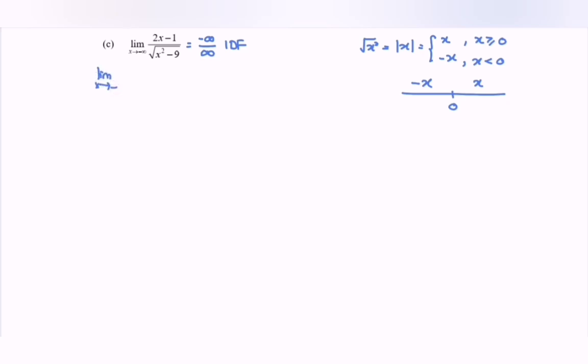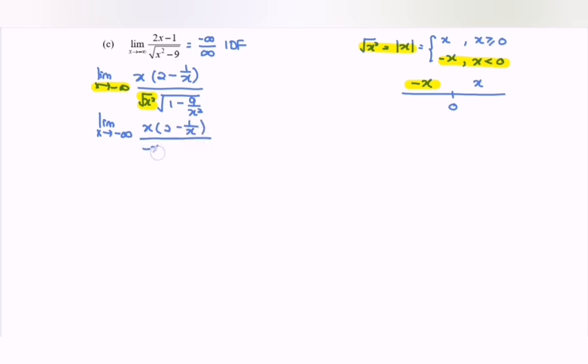Limit when x approaches negative infinity: we have x times 2 minus 1 over x, over the square root of x squared times 1 minus 9 over x squared. Notice that we have the modulus of x, or the square root of x squared. And since x approaches negative infinity, x is less than 0 on the left hand side. So we will have x times 2 minus 1 over x, over negative x multiplied by the square root of 1 minus 9 over x squared.